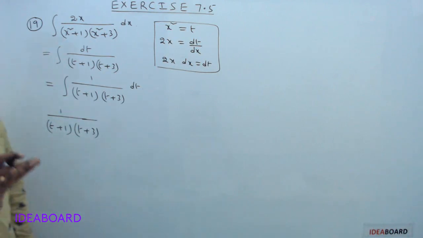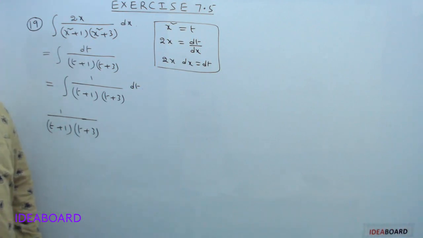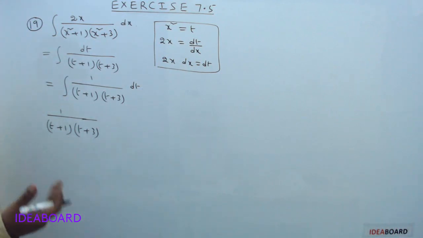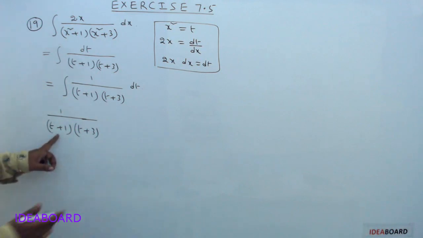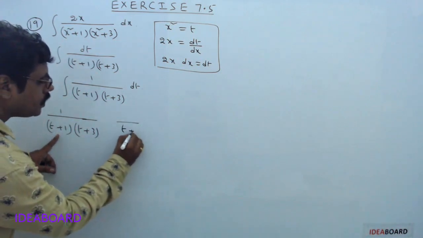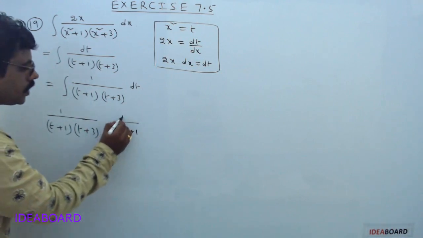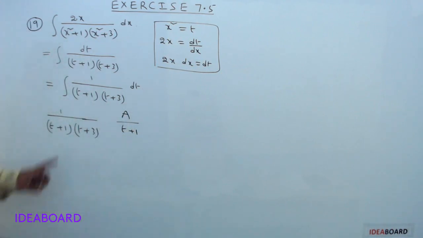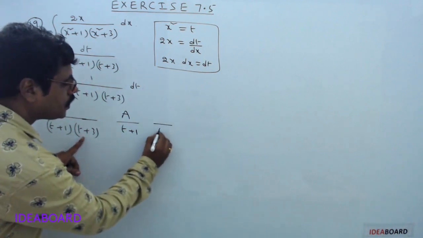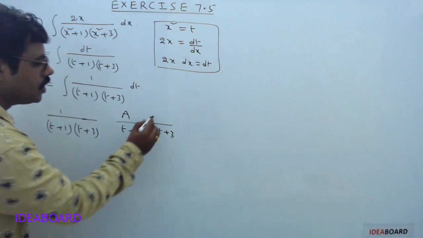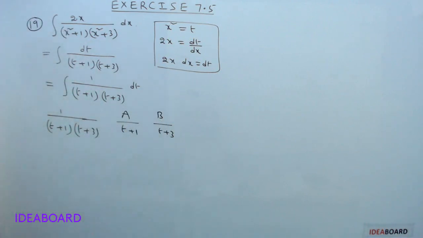So it is called a non-repeated linear factor. Similarly, t plus 3 is also a non-repeated linear factor. Now, how to resolve this fraction into partial fractions? Corresponding to this non-repeated linear factor, there exists a constant term in its numerator. Take that constant term as a. Corresponding to this non-repeated linear factor, there exists a constant term in its numerator. Take that constant term as b.